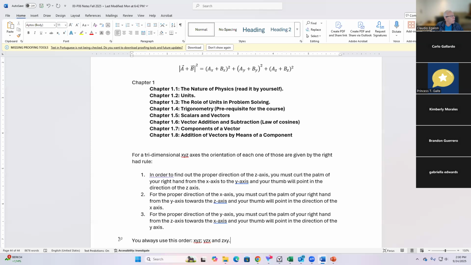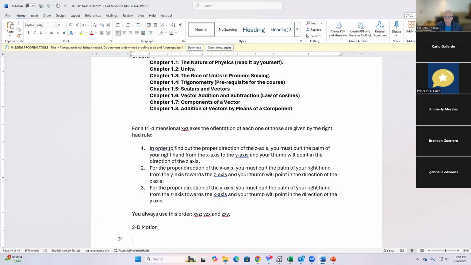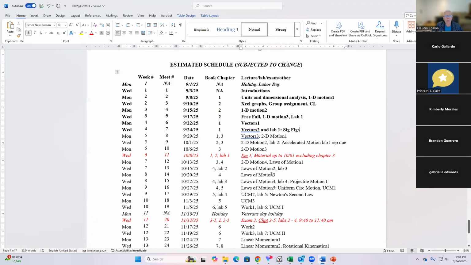And now we are going to talk about two-dimensional motion. 2D motion. Now that we covered vectors, 2D motion. And I want the syllabus: vectors 2 and 2D motion. 2D motion 1, let's put it this way.